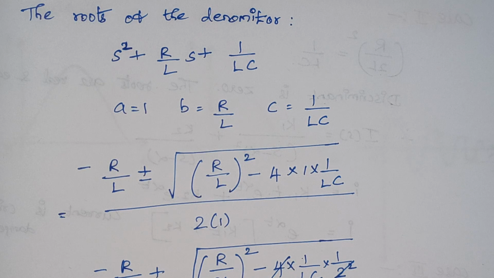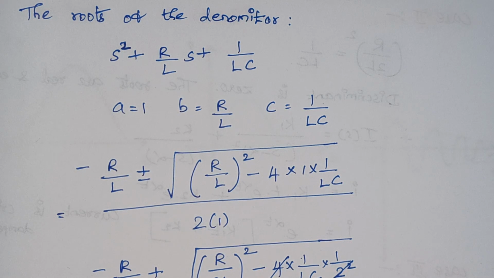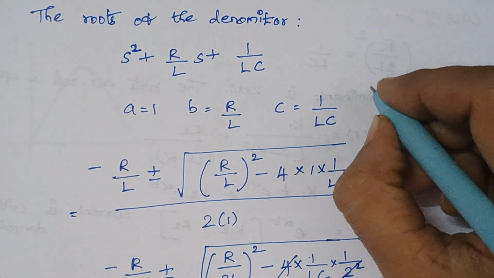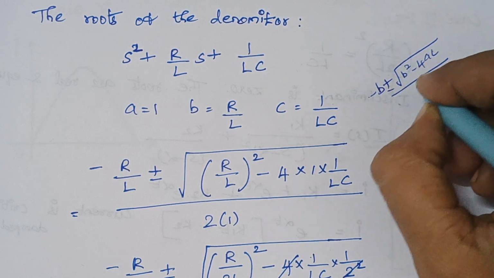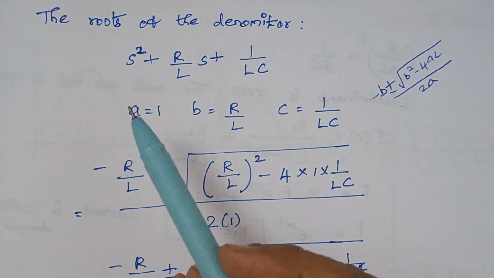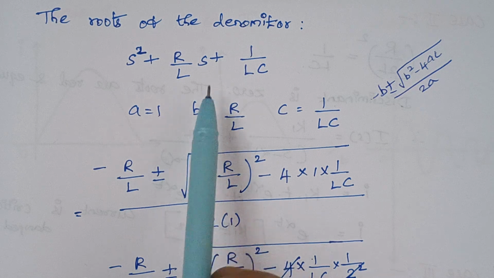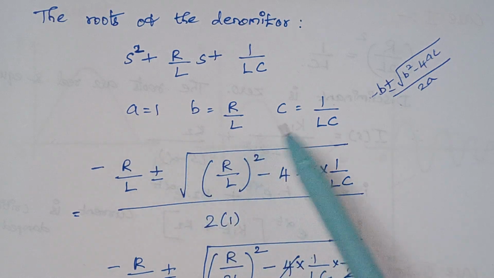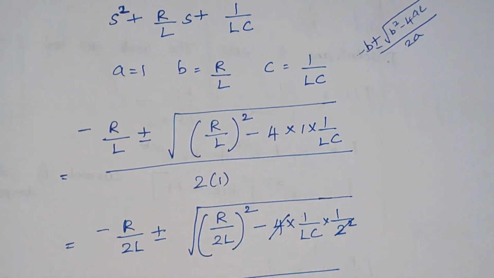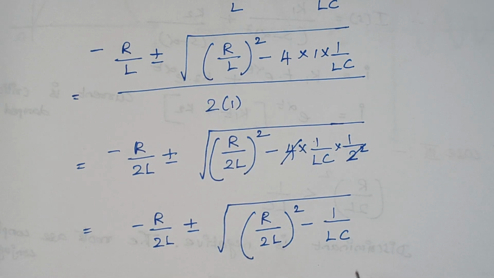Now the next step is we are going to calculate the roots of the denominator, because here we have a quadratic equation. The basic formula to solve this quadratic equation is minus b plus or minus root of b square minus 4ac divided by 2a. Here the value of a is 1 because the coefficient of s square is 1. The value of b is R by L and the value of c is 1 by LC. Just substitute these values in this formula and once you solve, we finally end up with an expression like this.